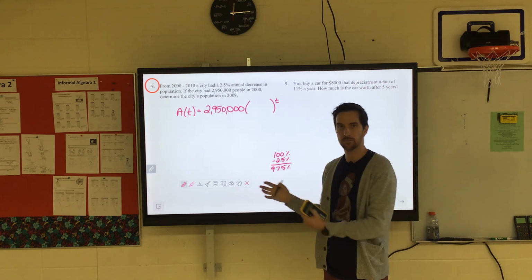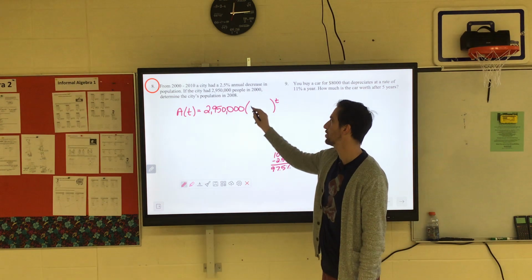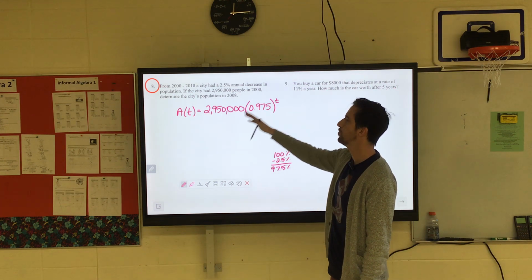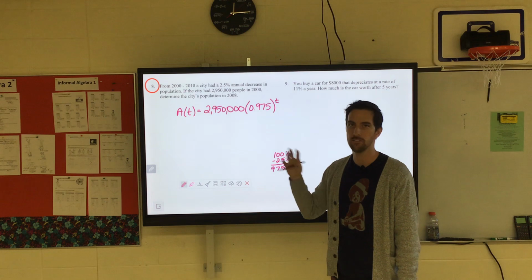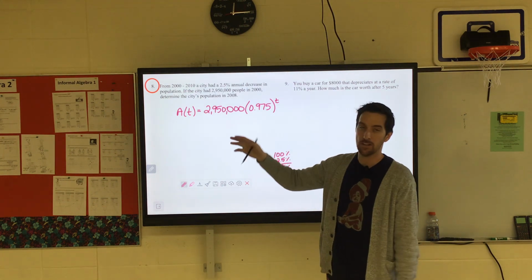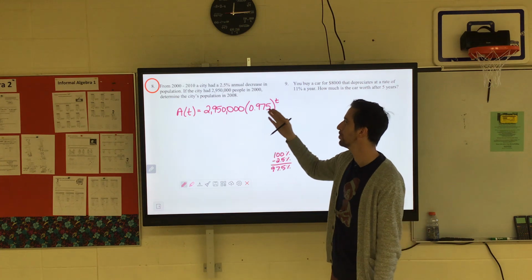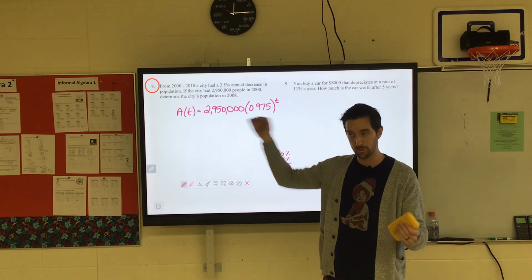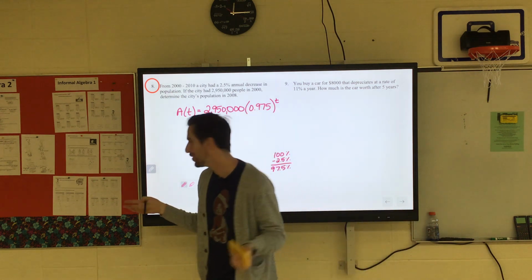But we use the decimal version of that, which would be 0.975. So there would be the general formula, and you could just plug in the number of years that you want for t. Now we have to figure out how many years we are talking about. It's asking about the year 2008. So how many years have passed? Well, from 2000 to 2008, that's 8 years.